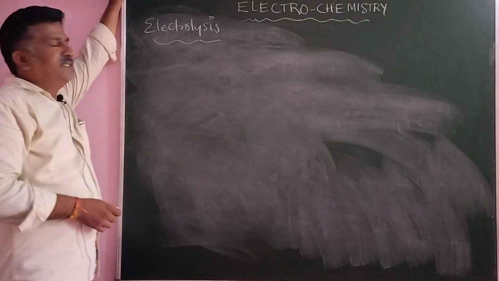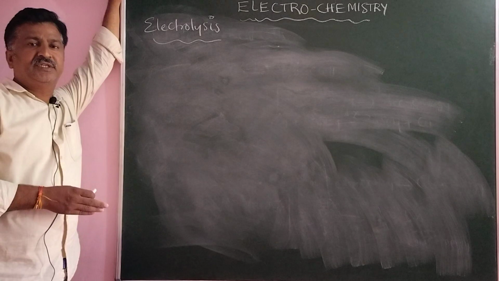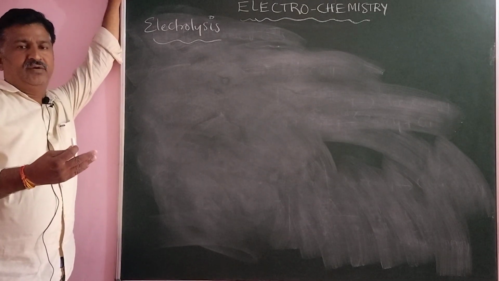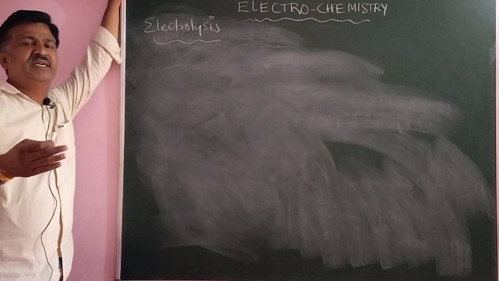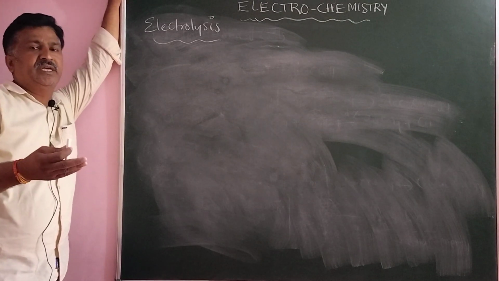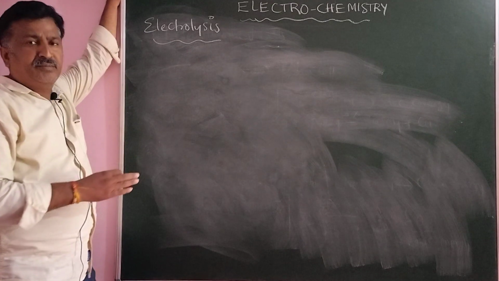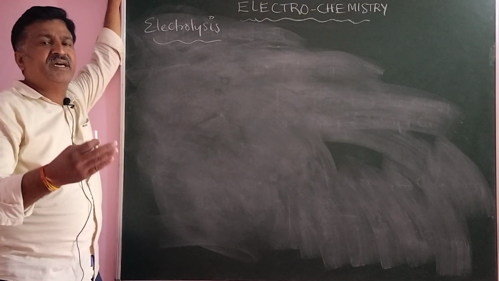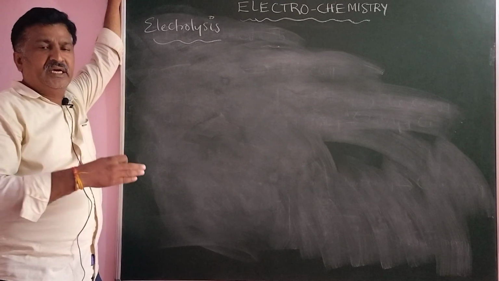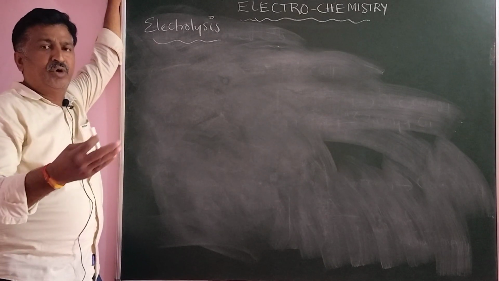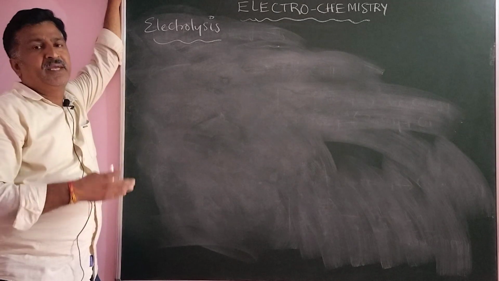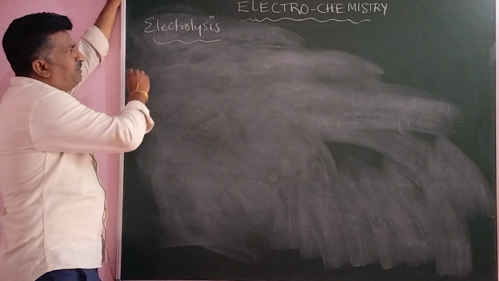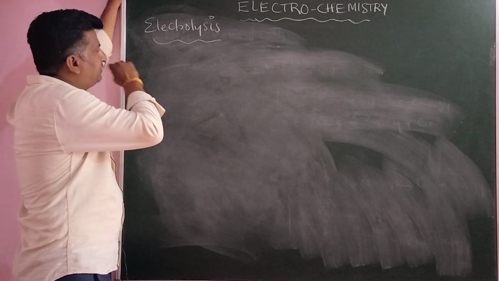So electrolysis, it is a process by which the chemical decomposition of the electrolytes. What are electrolytes? Acids, bases and salts. So these are nothing but the electrolytes. So the chemical decomposition of these electrolytes takes place by passing some electric current in the aqueous state or molten state of the electrolytes in an electrolytic cell. So all this process will be taking place in the electrolytic cells.